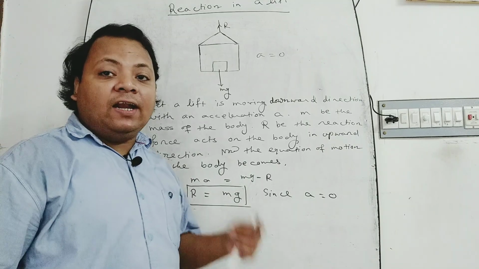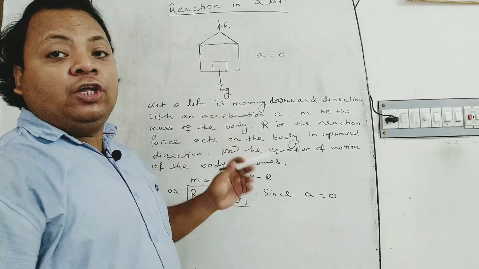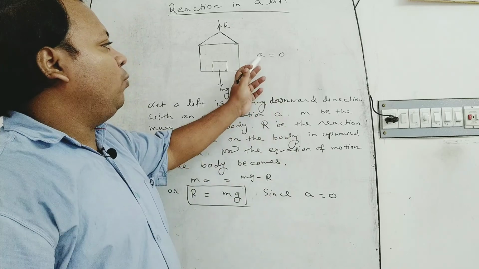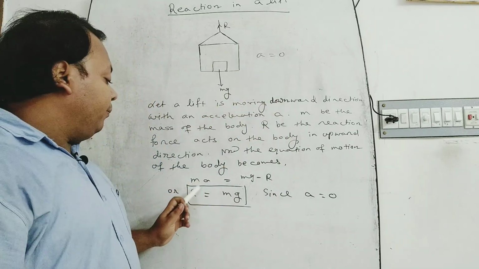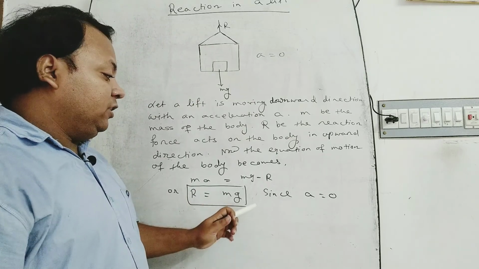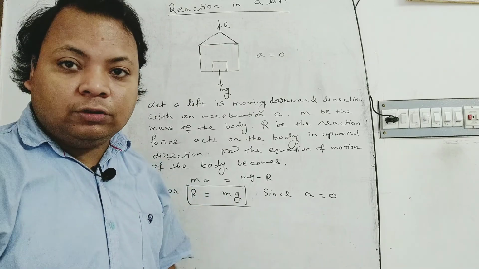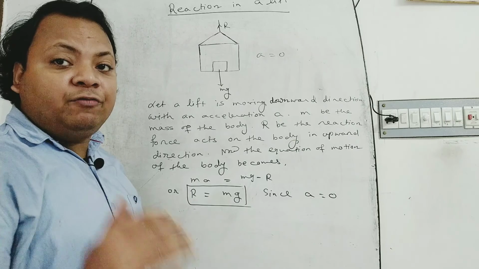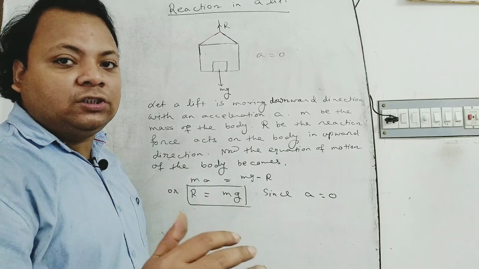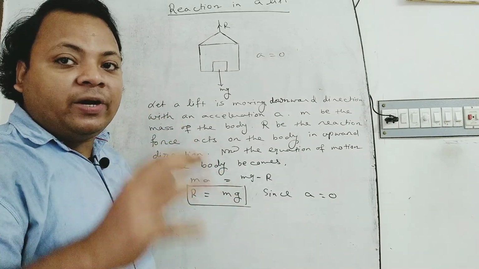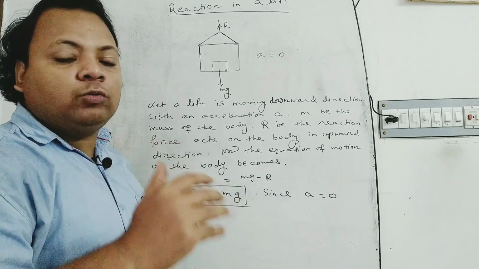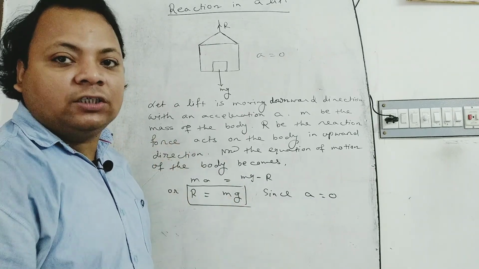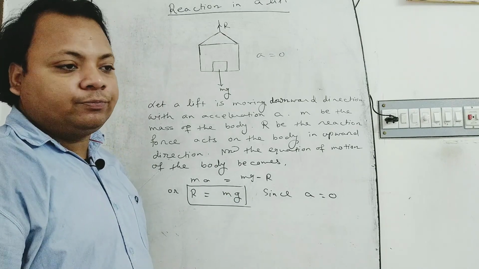When the lift moves with uniform velocity, that is small a is equal to 0. In this case, we have R is equal to mg, since a is equal to 0. Therefore, when the lift moves with uniform velocity, the apparent weight of the body is equal to the actual weight of the body on the surface of the earth.